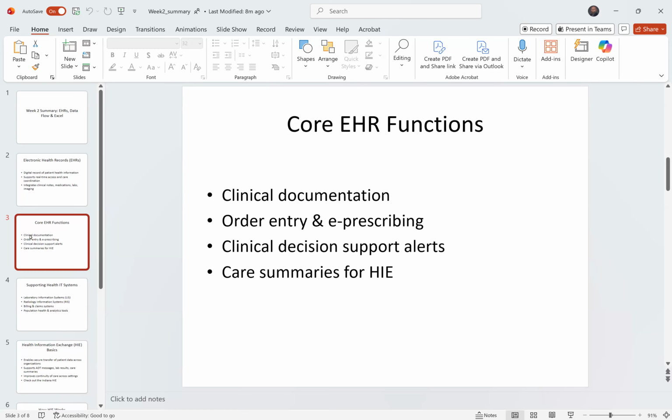And care summaries for health information exchanges. So we'll talk about that just in a few minutes. But the core functions are really the top three.